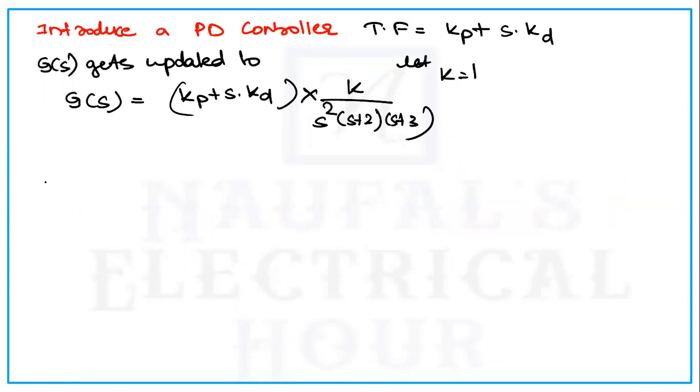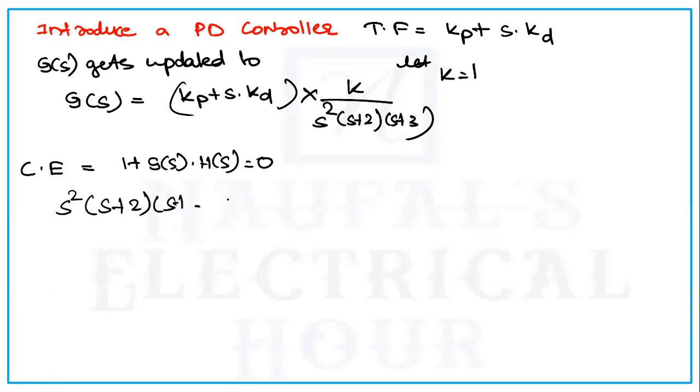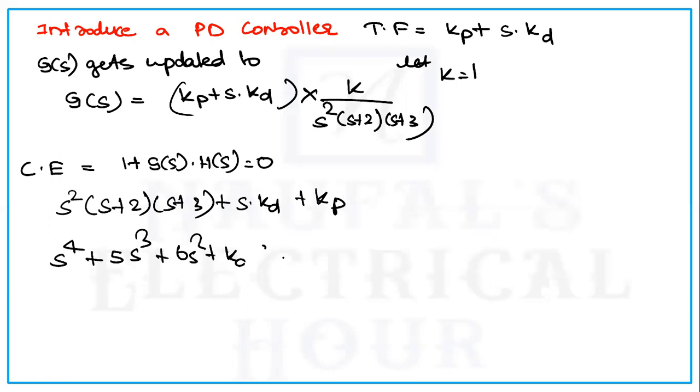Then what will be the new characteristic equation? The new characteristic equation is 1 plus G of S into H of S equal to 0. H of S was unity feedback. Then S square into S plus 2 into S plus 3, plus S into KD plus KP. Solving it, multiplying, we get S raised to 4 plus 5S cube plus 6S square plus KD into S plus KP equal to 0.